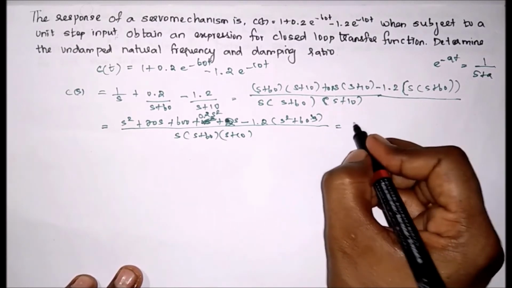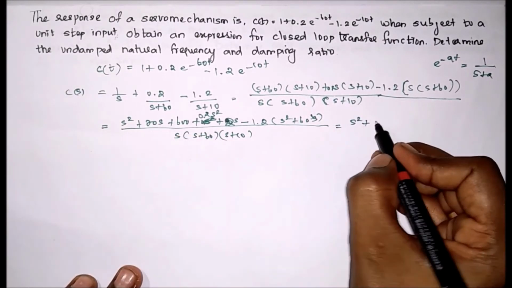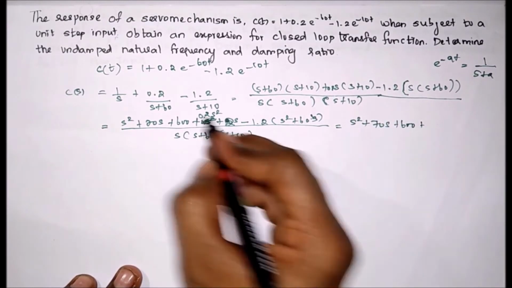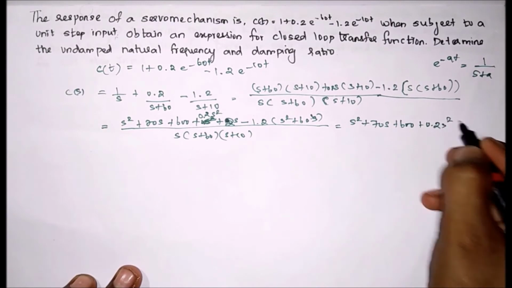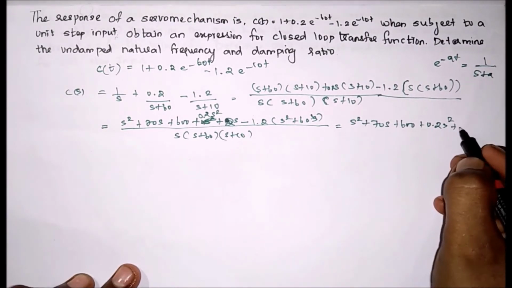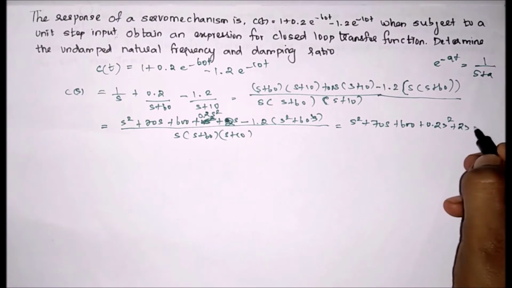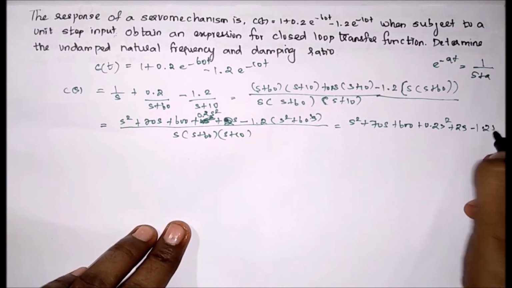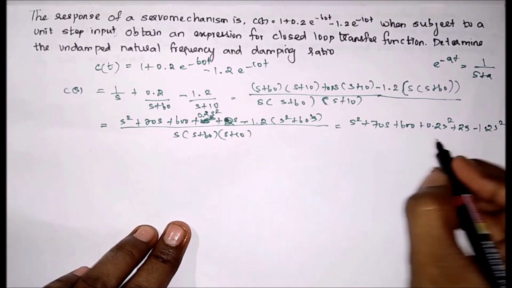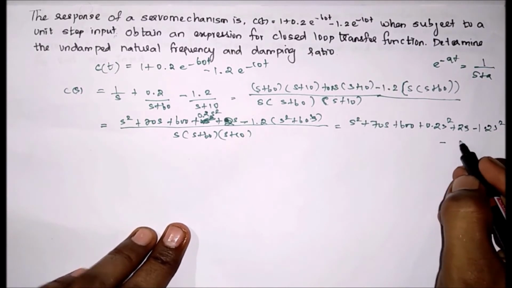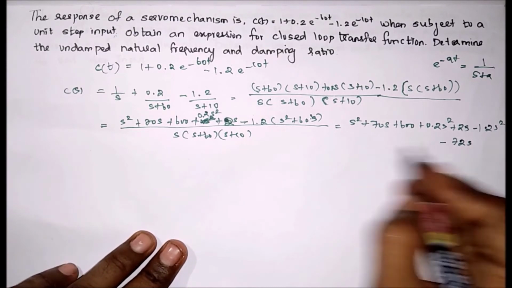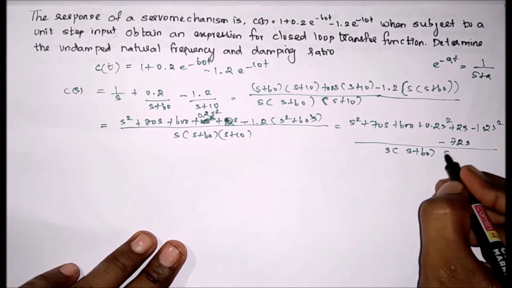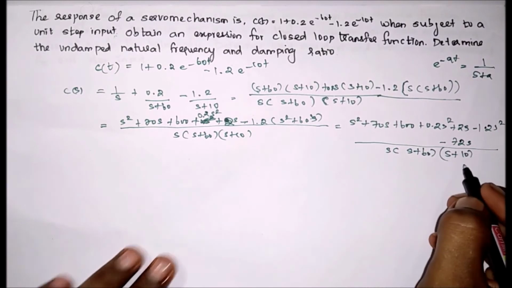Again we see s square plus 70s plus 600 plus 0.2 s square plus 2s. Now we have to multiply this: minus 1.2 s square, then minus 1.2 into 60, minus 72s, divided by s into s plus 60 into s plus 10.